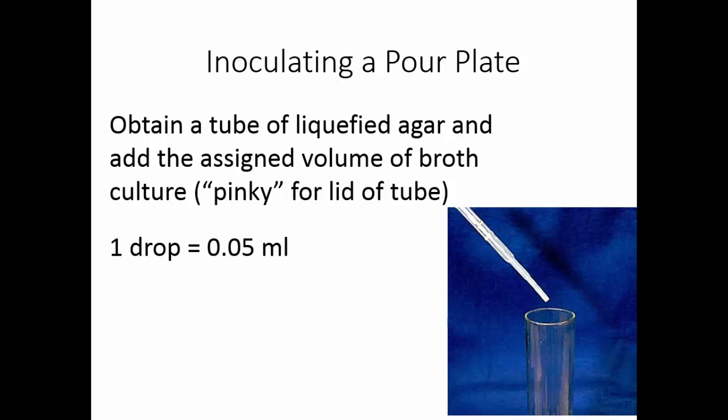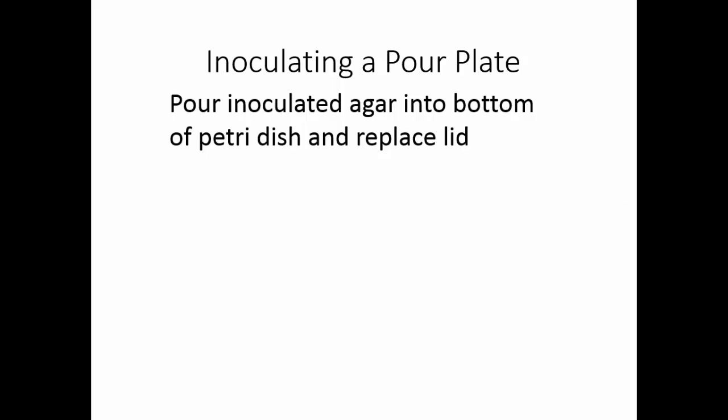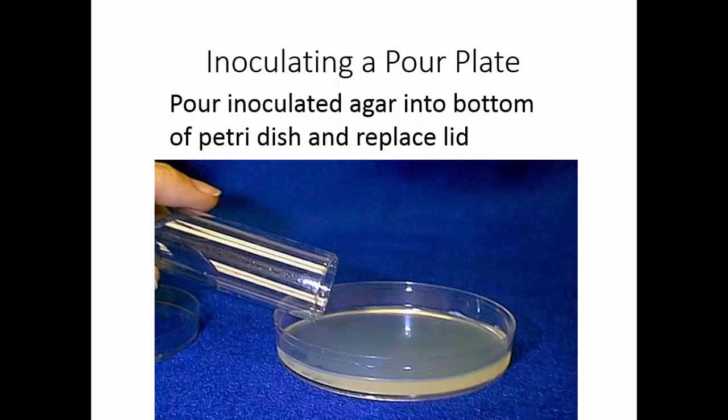Remember, one drop represents 1/20th of a milliliter or 0.05 ml. And two drops represents 1/10 of a milliliter. Gently mix the agar to distribute the bacteria evenly in the agar, and then pour the inoculated agar into the bottom of the Petri dish and replace the lid.